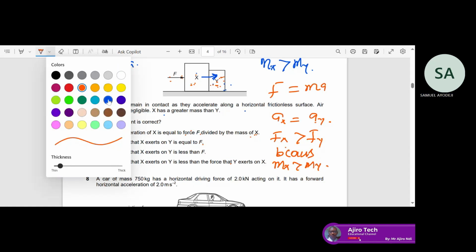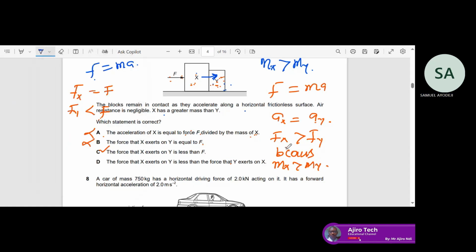Wait, I have a question. Why are you saying the acceleration is the same? It's going to be the same. Look at it, because if you push this, you apply a force to push it, the two of them will move together. So you said the push force on X is greater because the mass of X is greater than the mass of Y, right?